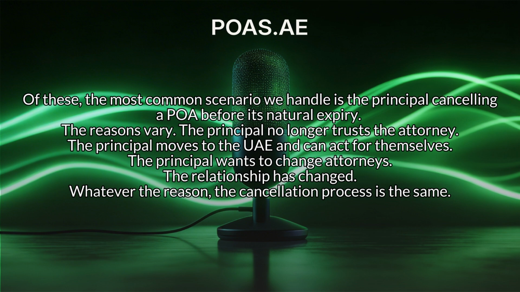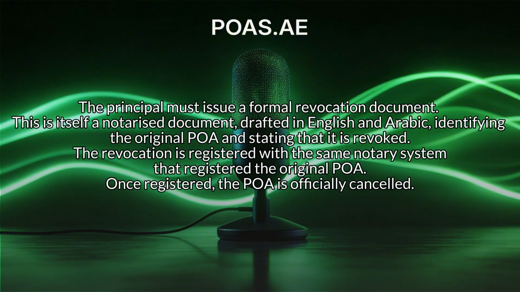The reasons vary. The principal no longer trusts the attorney. The principal moves to the UAE and can act for themselves. The principal wants to change attorneys. The relationship has changed. Whatever the reason, the cancellation process is the same. The principal must issue a formal revocation document. This is itself a notarized document, drafted in English and Arabic, identifying the original POA and stating that it is revoked. The revocation is registered with the same notary system that registered the original POA. Once registered, the POA is officially cancelled.